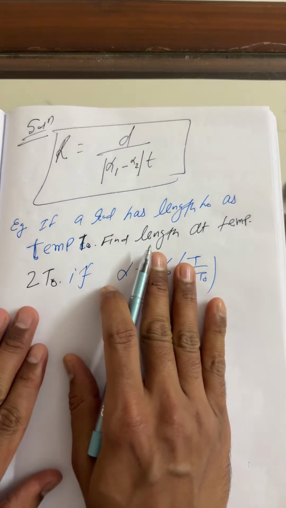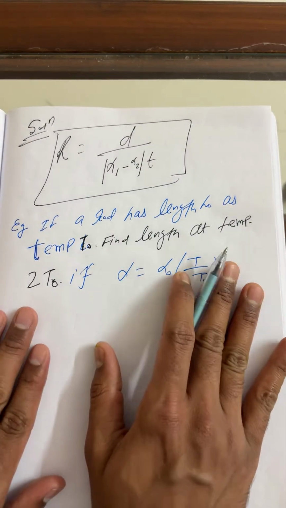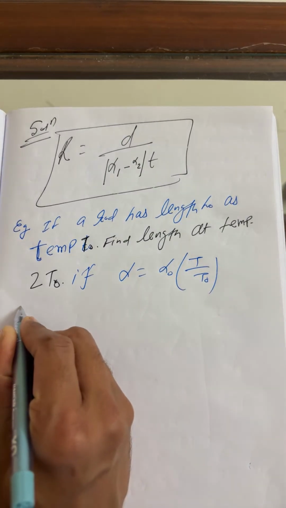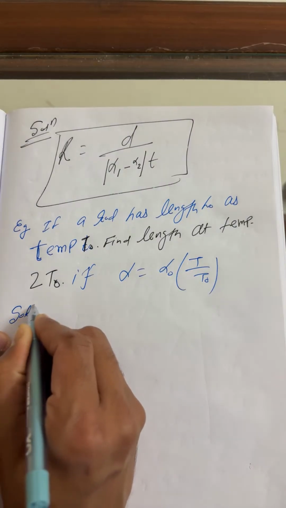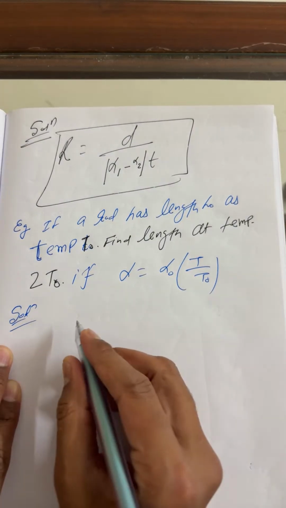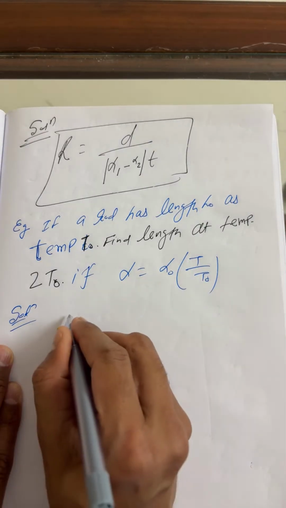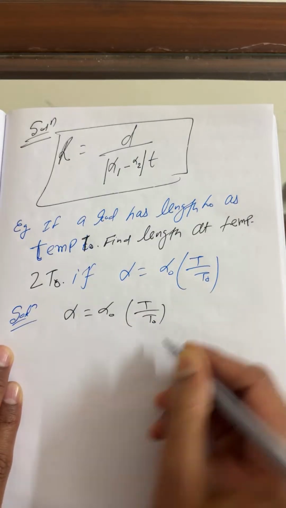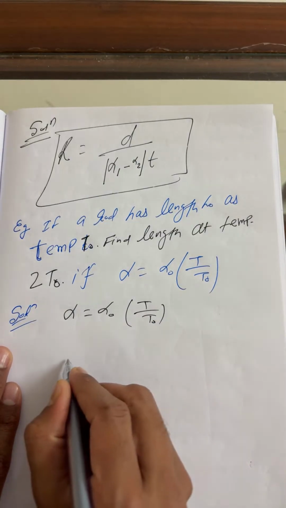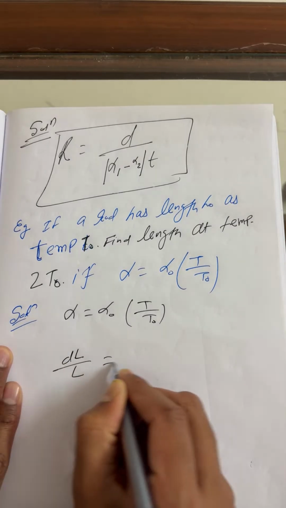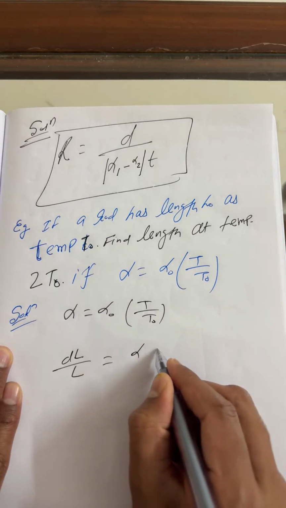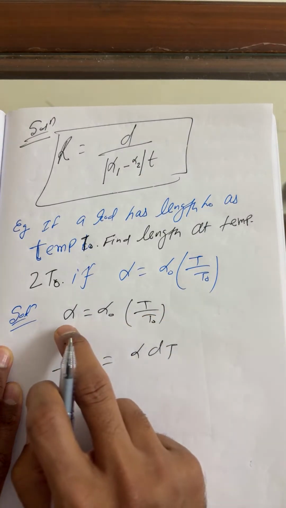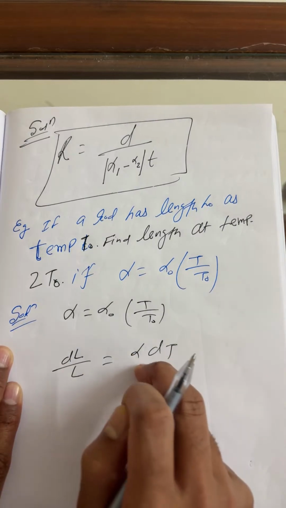Have a look at the solution, everyone. We have to find the length of the rod at temperature 2 T naught. Alpha is mentioned here. For the solution, listen carefully. What is the given data? Alpha is equal to alpha naught T upon T naught. Remember this result: dL upon L is nothing but alpha into dT. This value of alpha you can put in this equation.